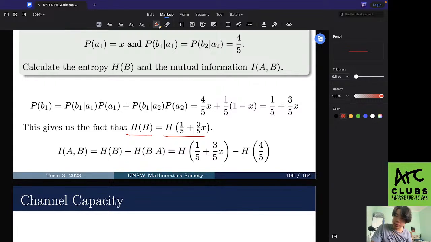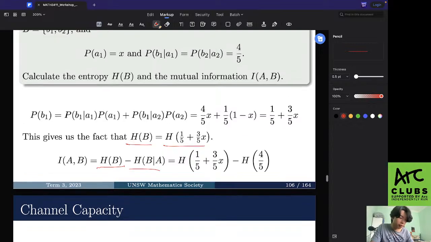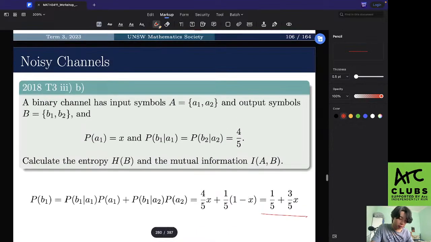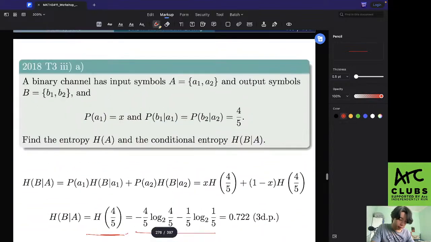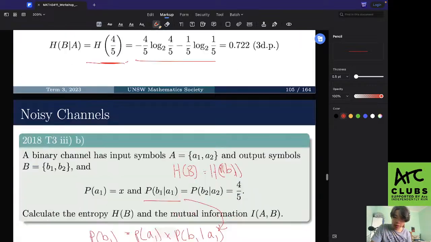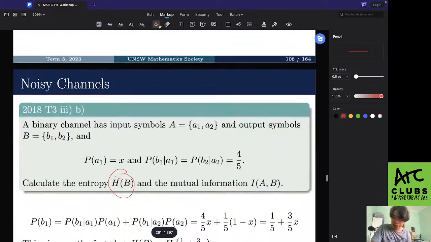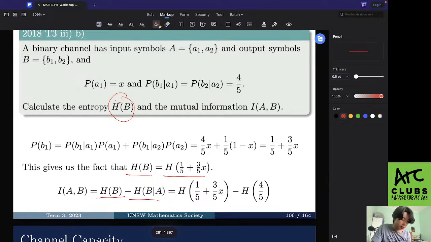Now, let's use it to find our mutual information. What is our mutual information? Well, we know that it's just H of B minus H of B given A, and so we can substitute our values in, right? We found H of B here, and we found H of B given A here, and so we can join those values and then plug them into the formula, and we get this. You can expand it out if we want to, but I believe this should be sufficient.